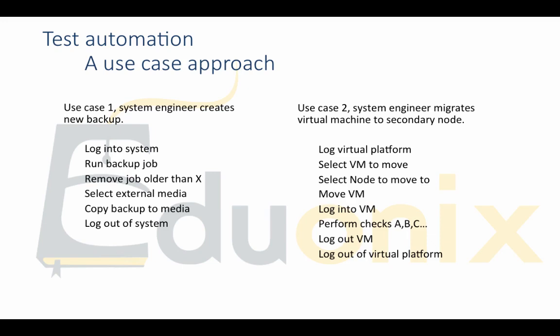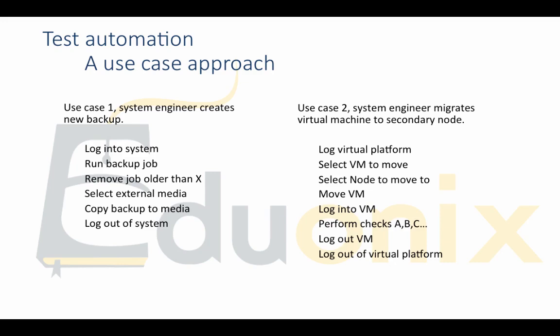This is a use case approach to automated testing. So say you're testing a backup job, you could create an automated test that would log into a system, run a backup job, and remove the job older than X amount of days, probably 30 days, just to make sure you've got enough room. Then it would do an offsite backup, select external media, copy the backup to the media, and then log out of the system again.